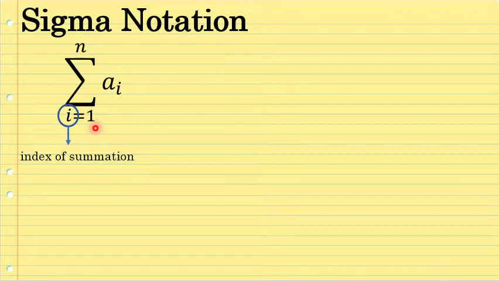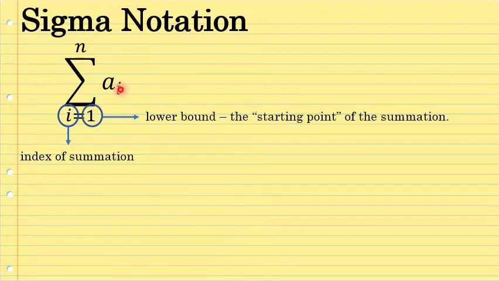The index of summation will be set equal to a number. Here it's set equal to 1. This number is called the lower bound or the starting point of the summation. You can think of it as where the sum begins. It is usually 0 or 1, but it can be any integer. In addition to being called the summation's lower bound, it is sometimes referred to as the lower limit or starting index.